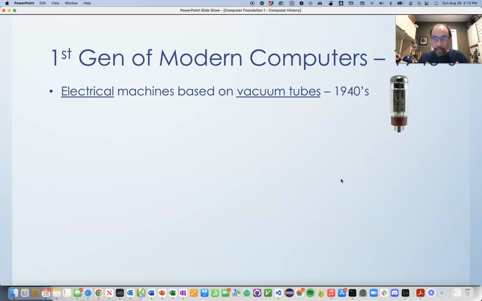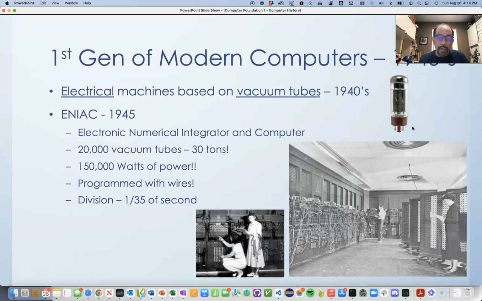Now we're going to get into the modern computers, which are all electrical machines. We're going to walk through 4 different generations of electronic machines. The first one was created in the 1940s based upon the invention of the vacuum tube. A vacuum tube looks like this over here, and you can think of it as a light bulb. It's about the size of a light bulb, and it generates light and heat. But really it was a switching device. Based upon this device, they were able to create what was called the ENIAC, which was made out of 20,000 vacuum tubes, and it weighed 30 tons.